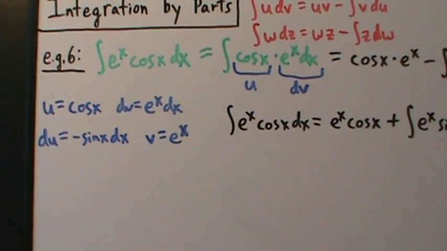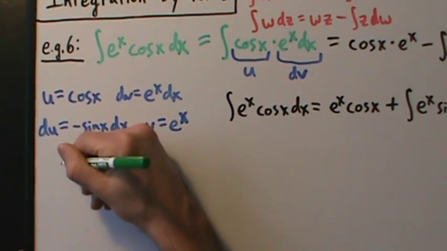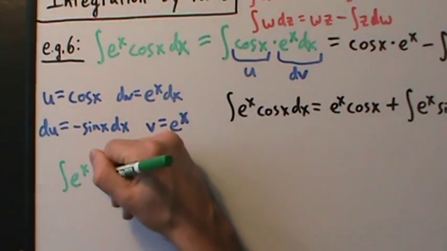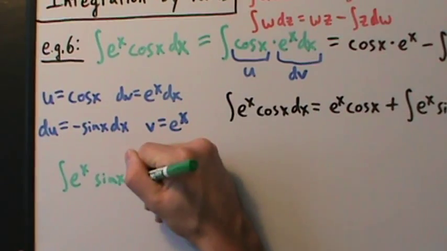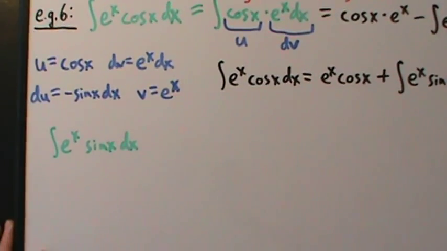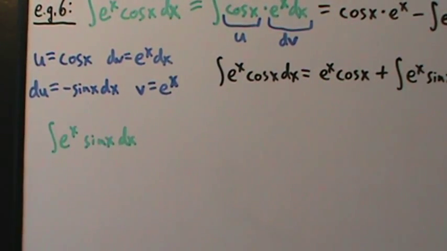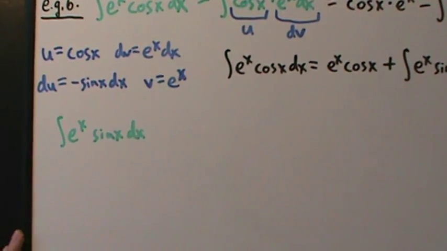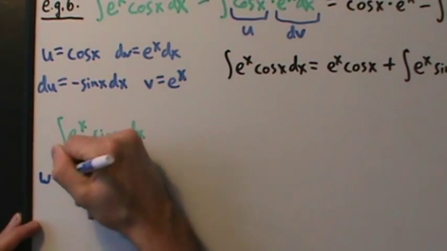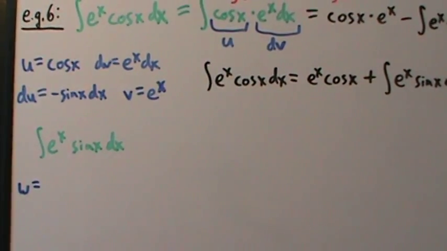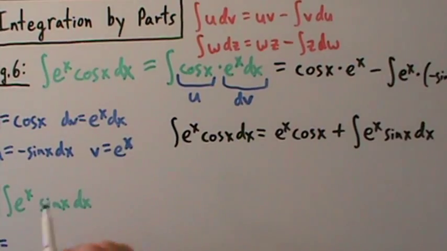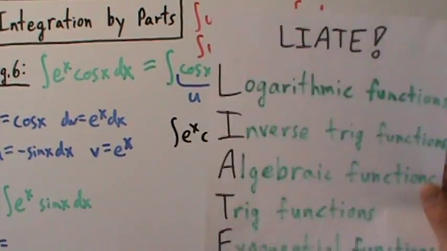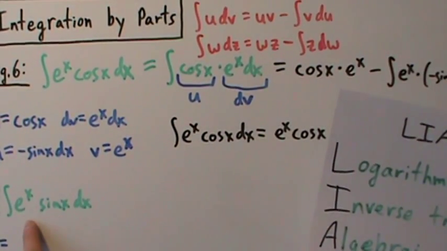So now what we're going to do is integrate e to the x sine of x dx. We're going to do integration by parts on that, and again we're using w and z. Remember, w takes the place of our u now. So how do we pick our w? Well, we already talked about it. We have a trig function and an exponential function.